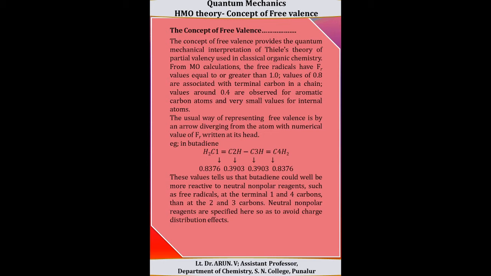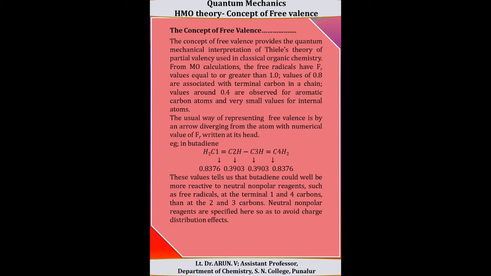Values of 0.08 are associated with the terminal carbon atom in a chain. The values around 0.4 are observed for aromatic carbon atoms, and in the case of internal atoms, very small values of free valence are observed. The usual way of representing free valence is by an arrow diverging from the atom with a numerical value of free valence written at its head.